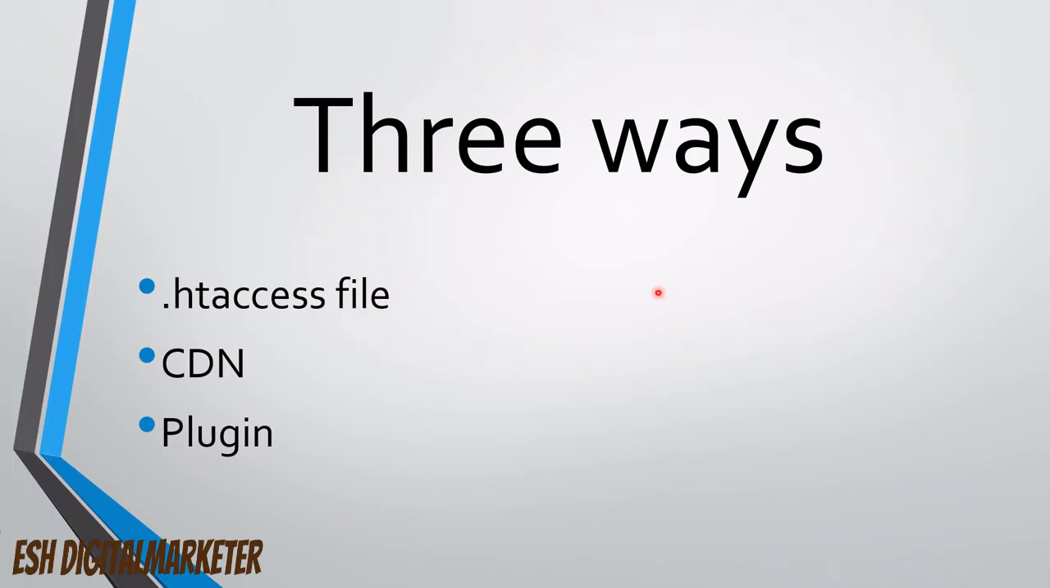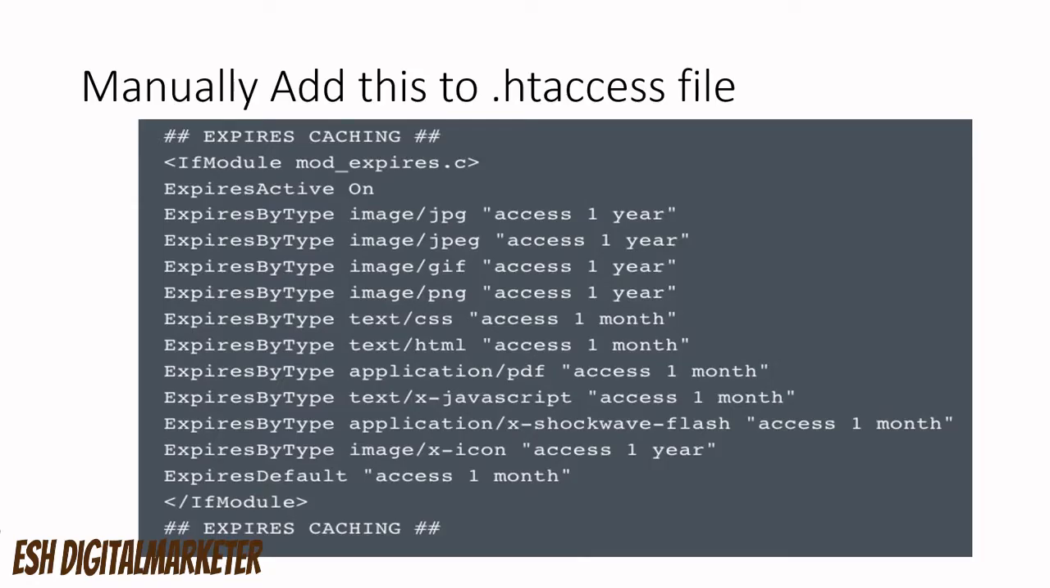There are three ways to set the cache control for the resources: through htaccess, through a CDN, and through a plugin. Depending upon the type of server you are using, if it is an Apache server, you can use this code in your htaccess file to set the cache expiry date for all the resources. For images, text, application, JavaScript, CSS files, anything, you can set the caching header through the htaccess file.